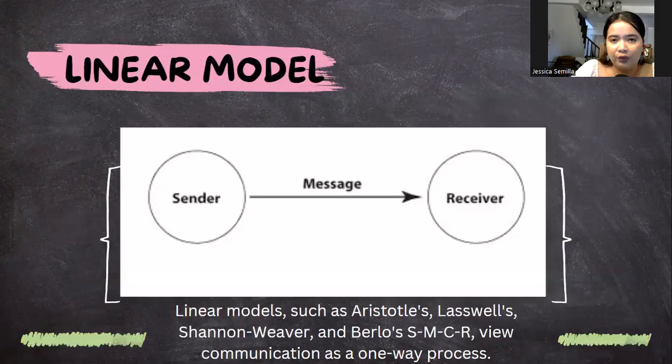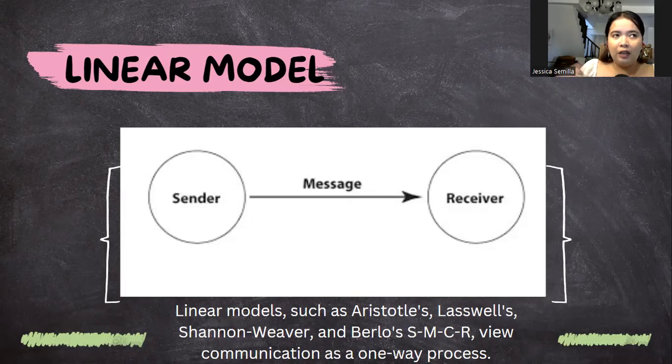Let's proceed with the first model, which is the linear model. Linear model means it's a one-way process: the sender gives the message, and the other one is the receiver. The sender sends the message and the receiver receives the message, and the communication ends right here. The examples of linear models based on the theories are, of course, Aristotle's model, Lasswell's model, Shannon-Weaver, and then Berlo's: sender, message, channel, and the receiver. Again, the linear model is just one-way communication and the communication ends.